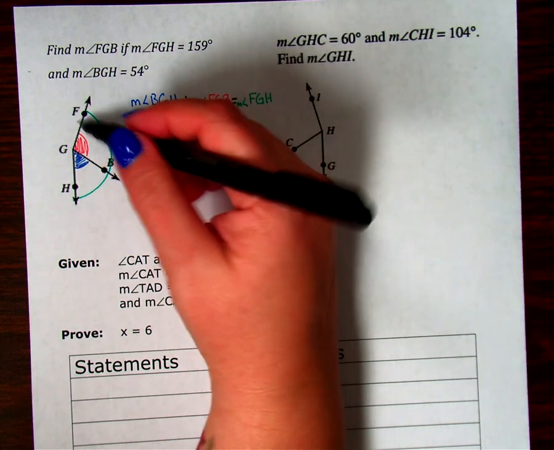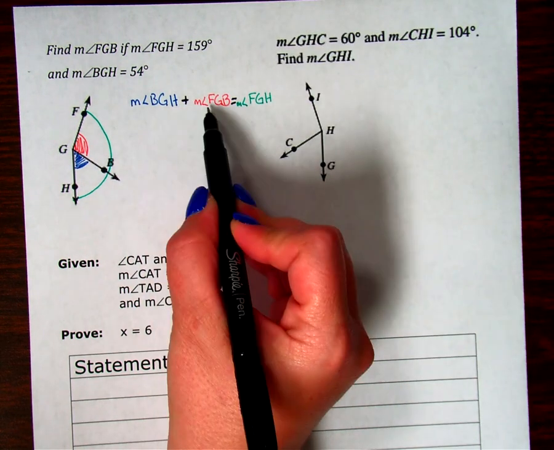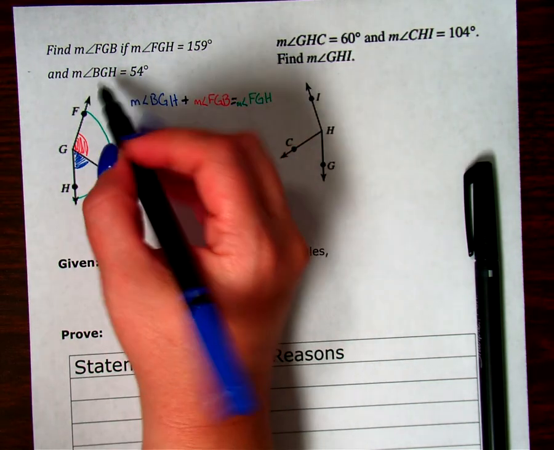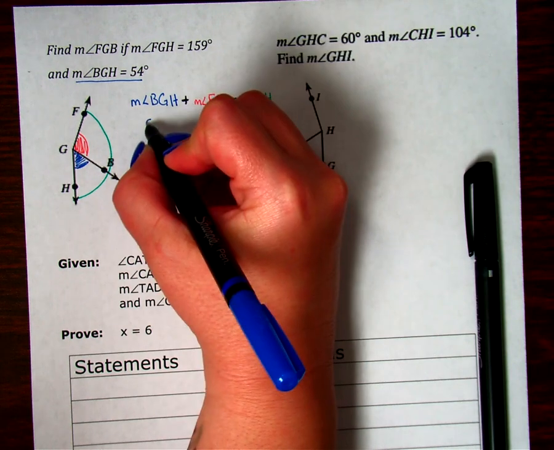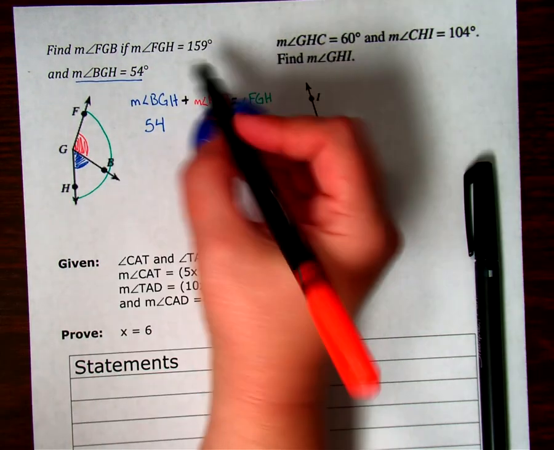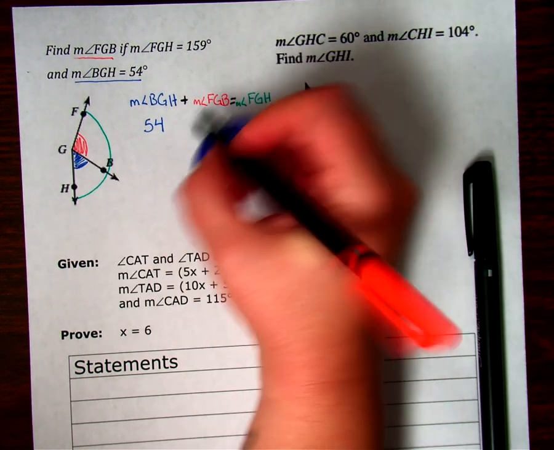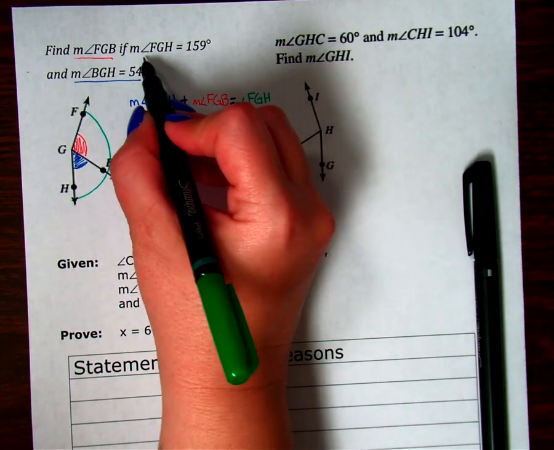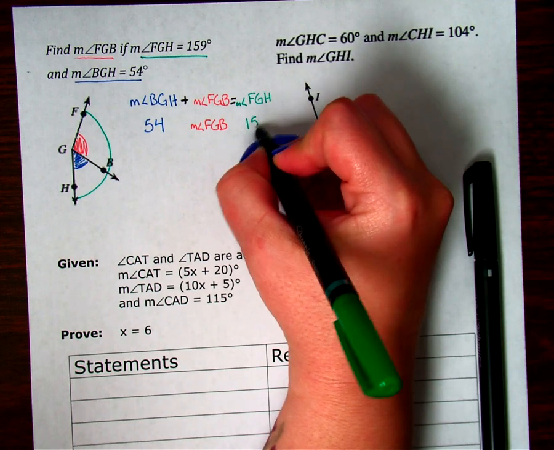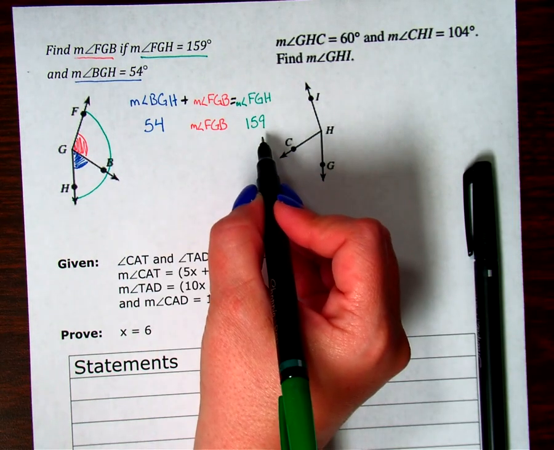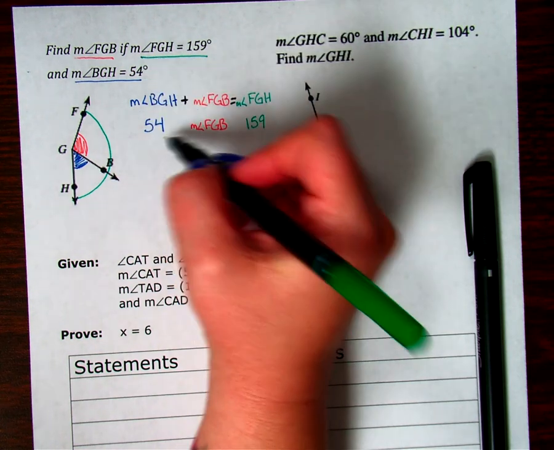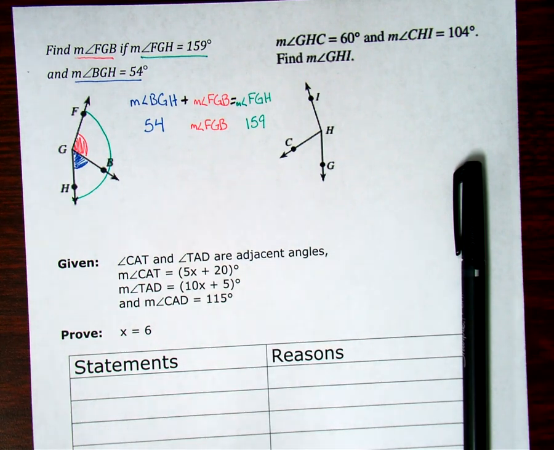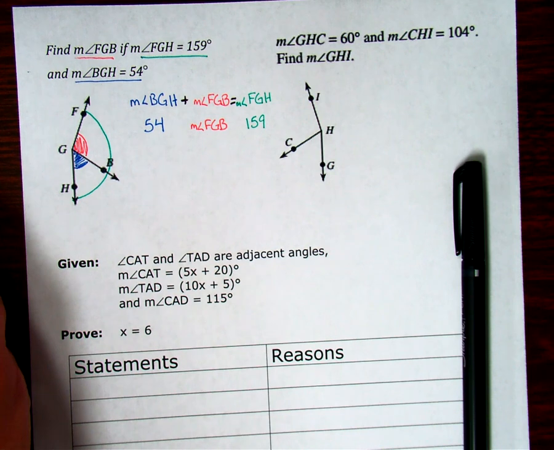So now that I've dealt with my givens, which is in the picture, and I've used my angle addition postulate to write myself an equation, I'm going to substitute in. BGH is 54 degrees. FGB is what I'm trying to find. FGH is 159. So I'm substituting in the 54 and the 159. And they have degrees on them, but when you put them in the equation, you don't have to write the degrees in the equation. Kind of like if you have segments and they're inches or yards, you don't have to put the inches and the yards in the equation.